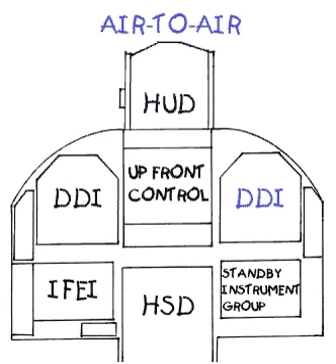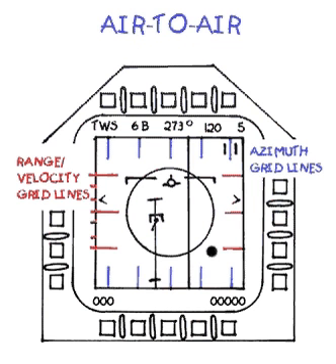The air-to-air radar display located in the right DDI is a top-down view of the airspace in front of the Hornet. The radar display is marked with azimuth grid lines across the top and bottom and range grid lines on the left and right. In the case of velocity search, the vertical grid lines represent velocity, since velocity search cannot determine range. The bottom of the scale represents 0 and the position of your aircraft.